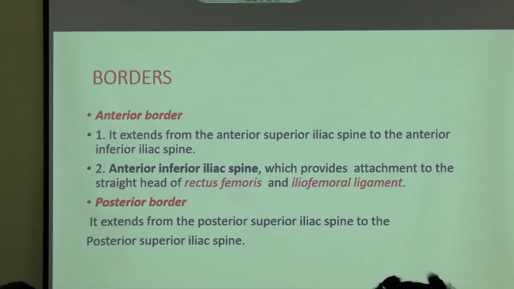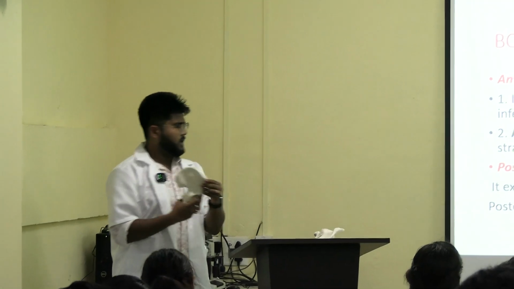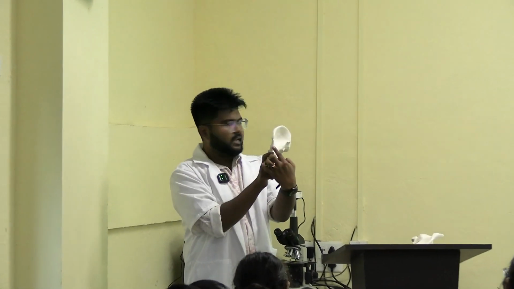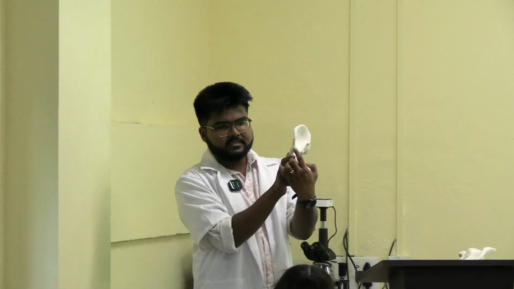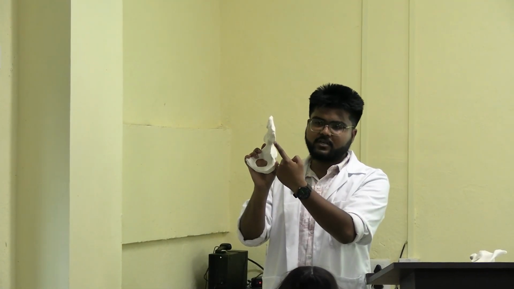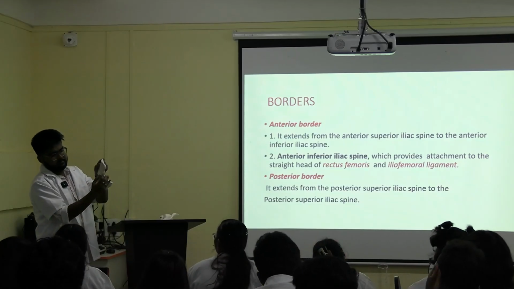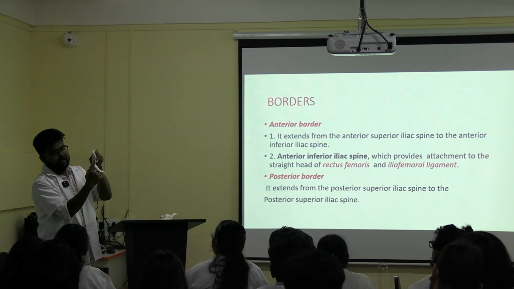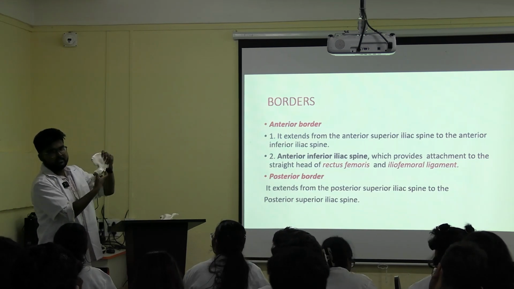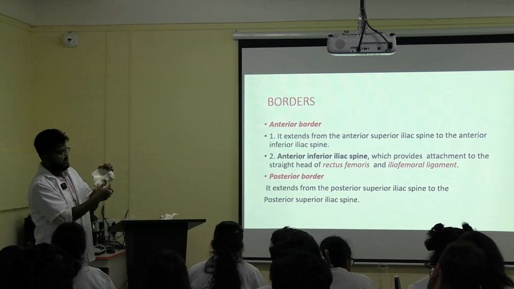Then the borders. It extends from the anterior superior iliac spine to the anterior inferior iliac spine, and at the anterior inferior iliac spine, the rectus femoris muscle is attached here, the straight head of rectus femoris muscle. And this is the posterior border, from the posterior superior iliac spine to the posterior inferior iliac spine. This is the anterior border, from the anterior superior iliac spine to the anterior inferior iliac spine. Similarly, this is the posterior border, posterior superior iliac spine to posterior inferior iliac spine. And this is the medial border.